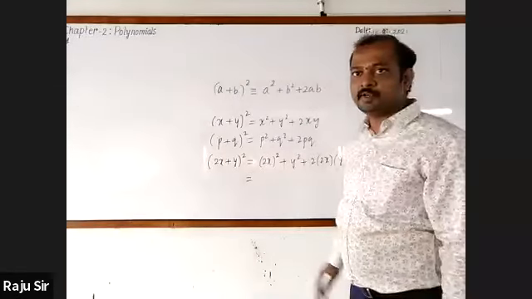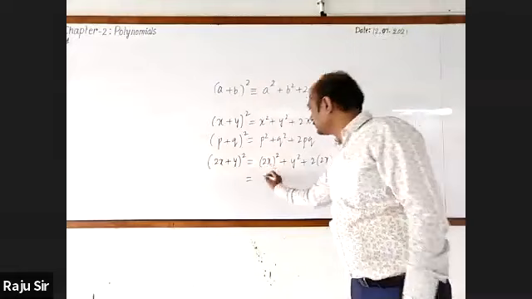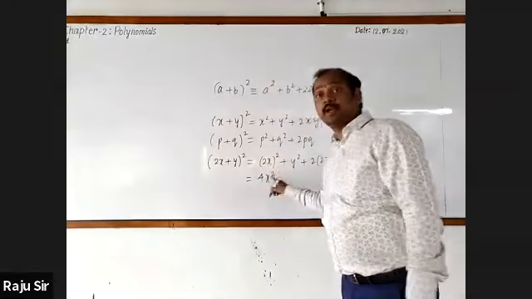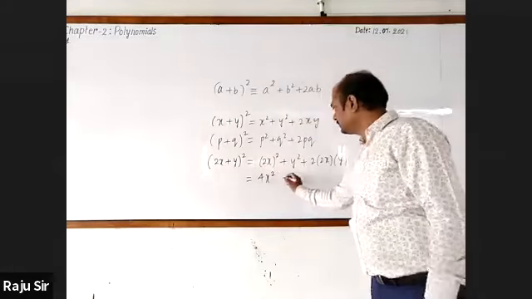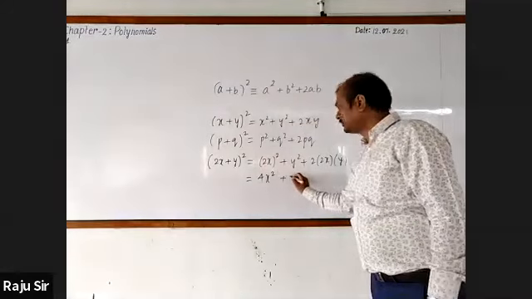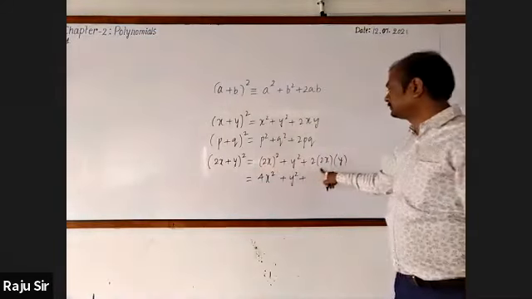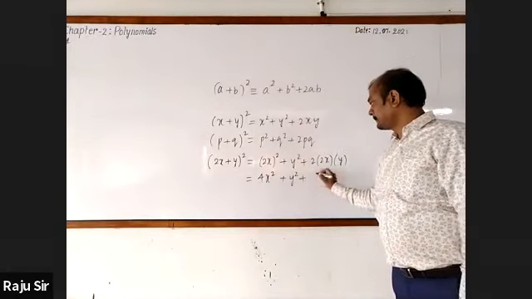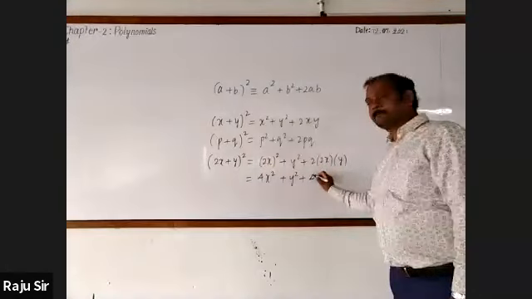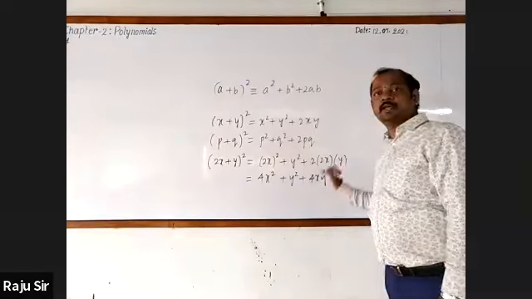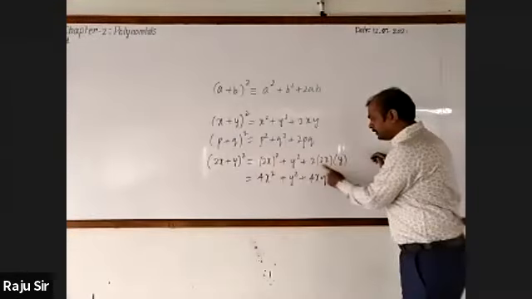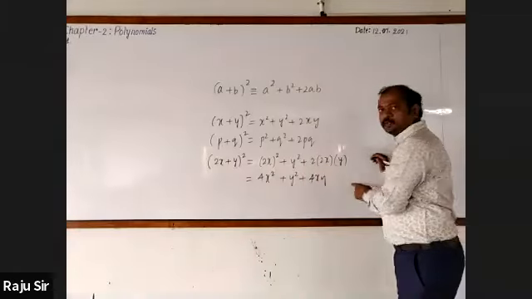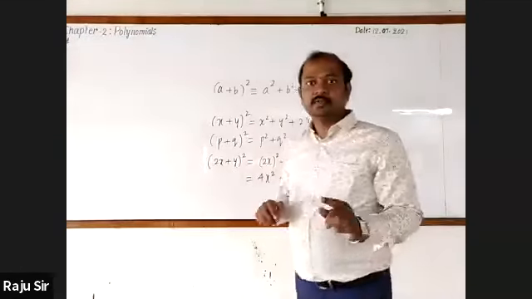It can be simplified. 4x square plus y square. Square is applicable to both. Next, plus y square. Correct. Plus 4x... square... 4xy, that is 4 into x into y. So 4xy. Got it? Yes sir.